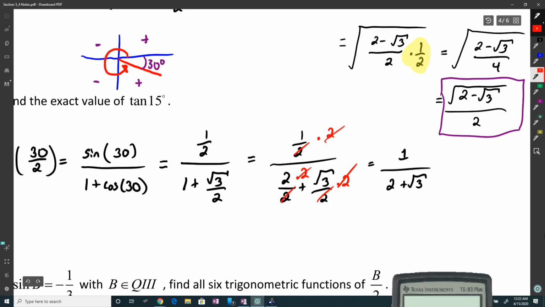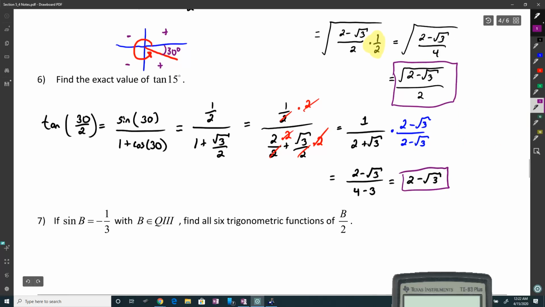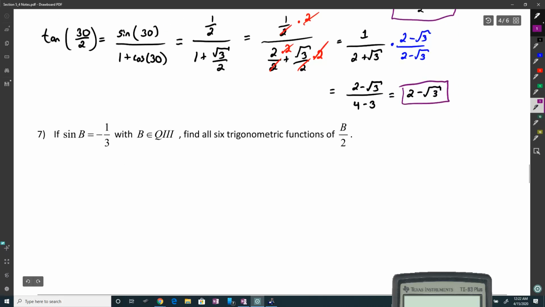Now again, there's a square root in the denominator, so if you wanted to rationalize it, you would multiply the top and bottom by 2 minus square root of 3, the conjugate. It actually works out rather nicely. Top times top is 2 minus square root of 3. Bottom times bottom ends up being 4 minus 3. So my answer ends up just being 2 minus square root of 3. If you had used the other formula for tangent, you would have gotten that answer right away. It's one of those where you learn after the fact, oh, I could have done that a quicker way. It just bites you in the butt. All right, next question.